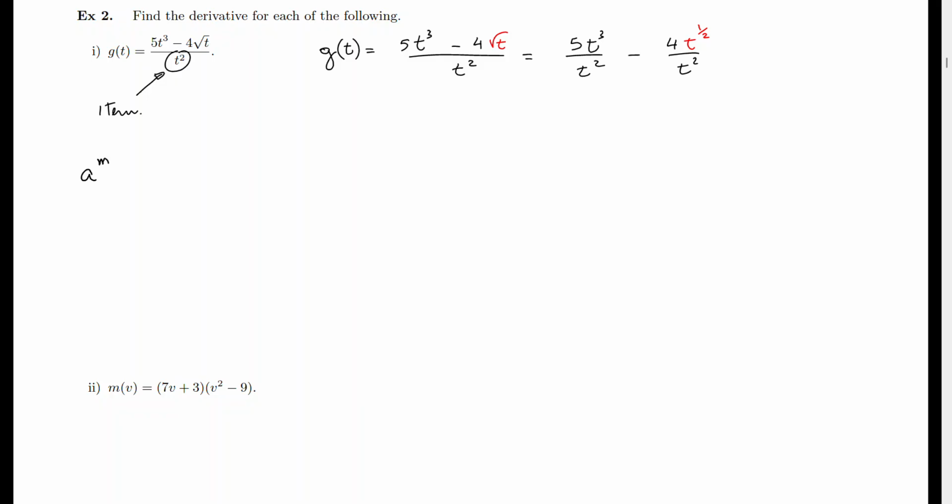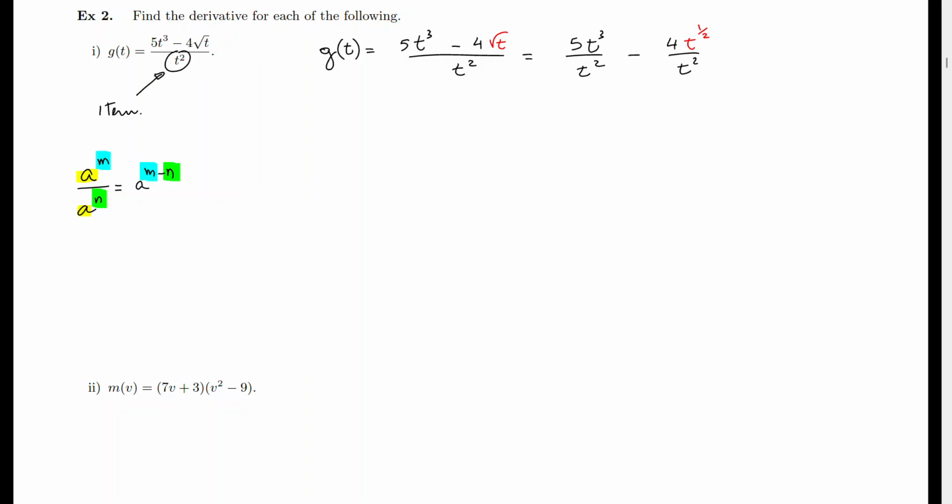And I'm about to use a rule from algebra that says a to the m divided by a to the n is a to the m minus n. So if I have the same base on the numerator and denominator with different exponents, the rule tells me to subtract the numerator exponent minus the denominator exponent. So I'm going to basically apply this twice. One time for the t cubed over t squared, and one time for the t to the 1/2 divided by the t squared.